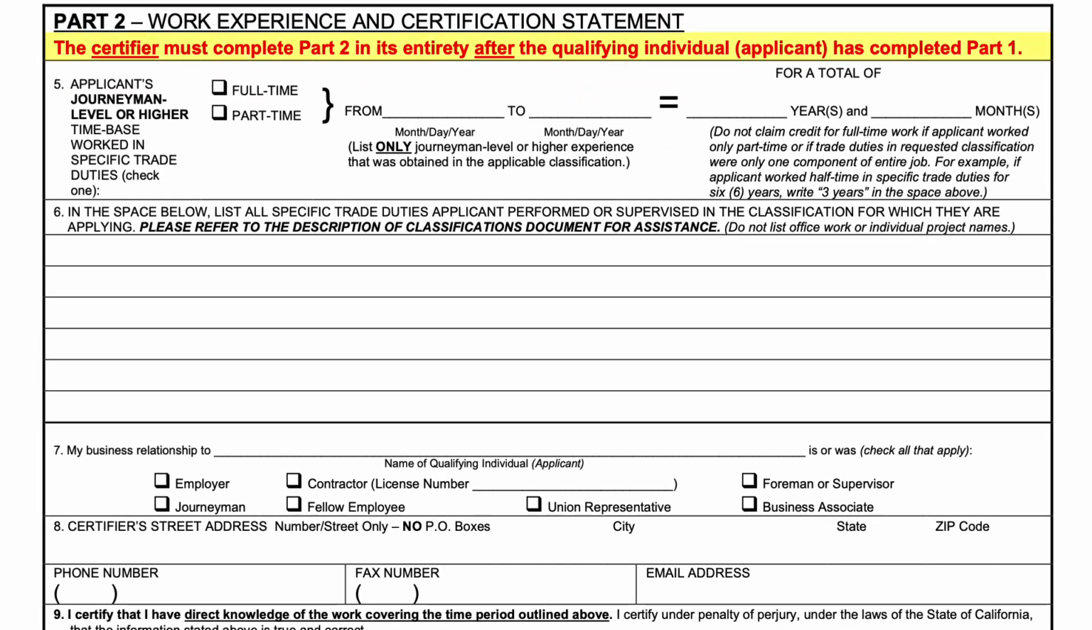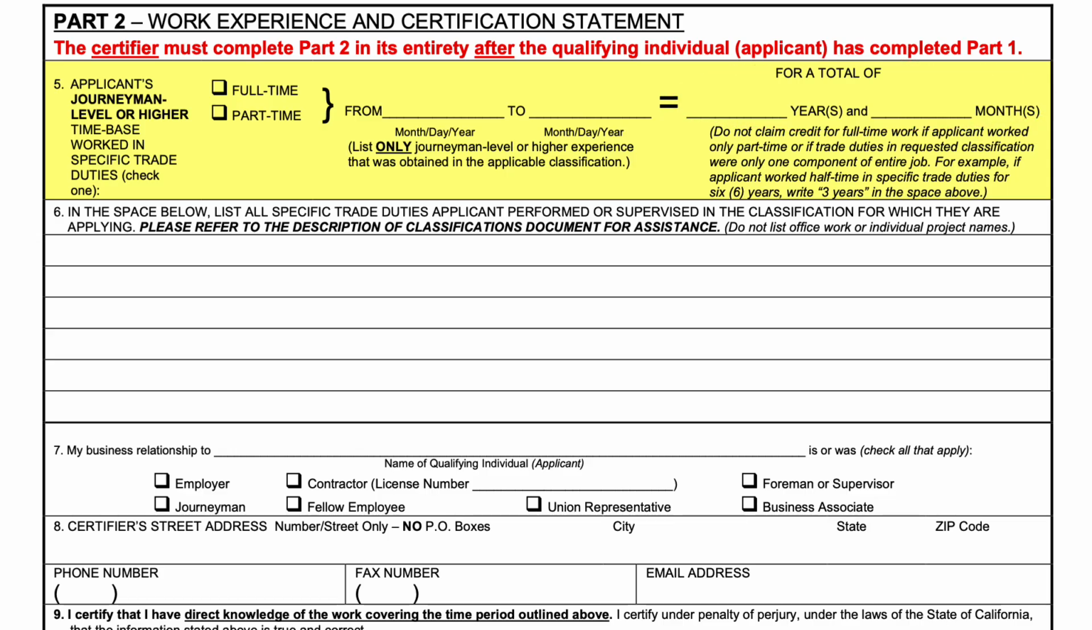This section must be completed by the certifier, but only after the qualifying individual has finished Part 1. In Box 5, the certifier needs to indicate whether the qualifying individual worked full-time or part-time and provide the start and end dates in month, day, year format. This is important. If only the year or just the month and year are listed, the CSLB will not approve the application.